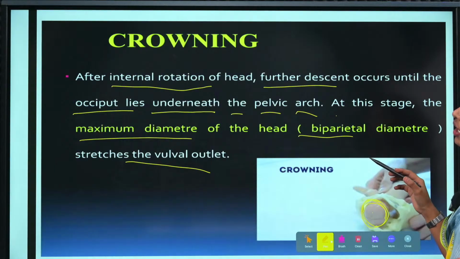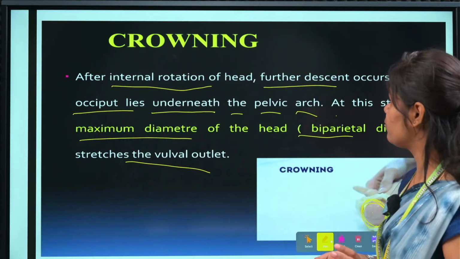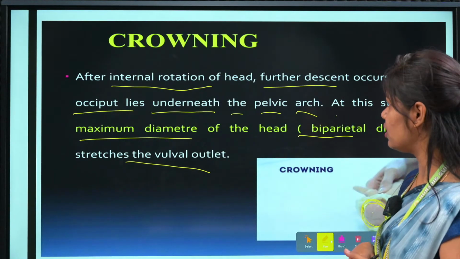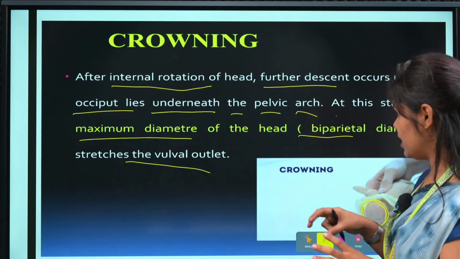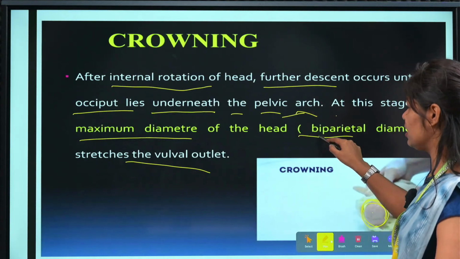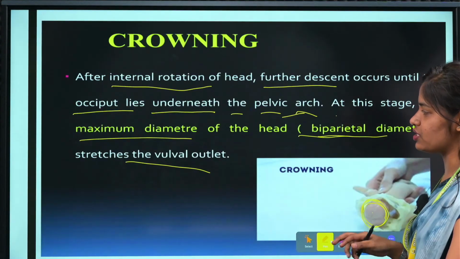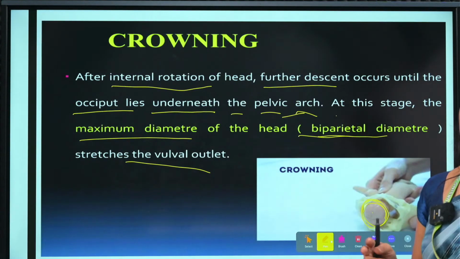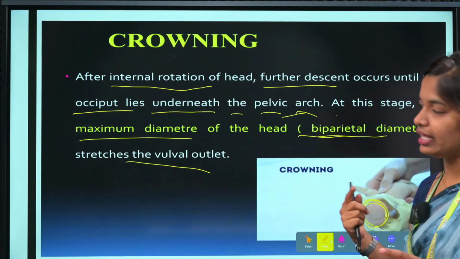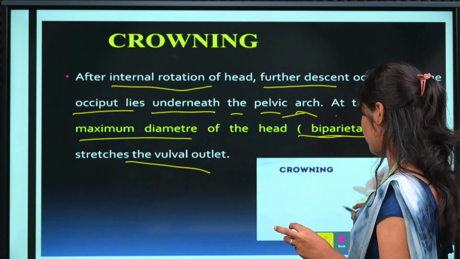Crowning: after the internal rotation of the head, further descent will occur and the head will reach the pelvic arch. Here the biparietal diameter stretches the vulval outlet, and the head will be visible. That we call crowning.